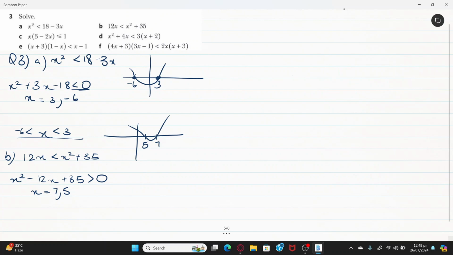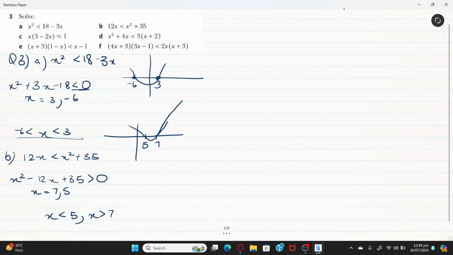So whenever we go below positive 5, meaning the values which are lesser than 5, we're going to get positive values. So x is less than 5. And whenever we go after 7, or you can say that whatever values are greater than 7 are going to have positive values for the graph. So x is greater than 7. So these are the two conditions for which this graph is going to be positive. Okay, this was part B.